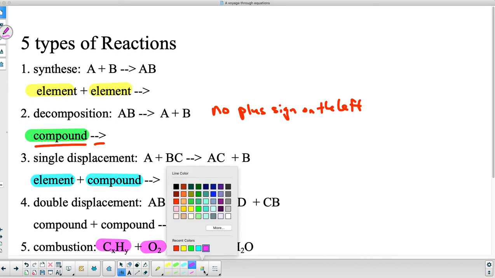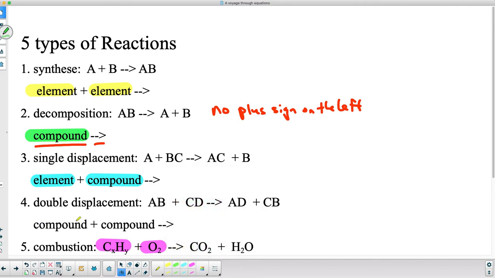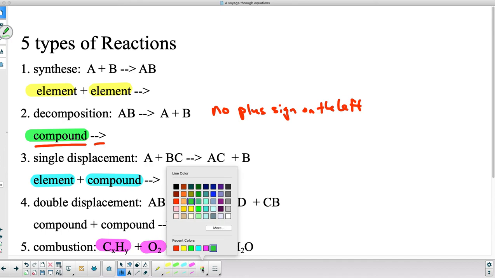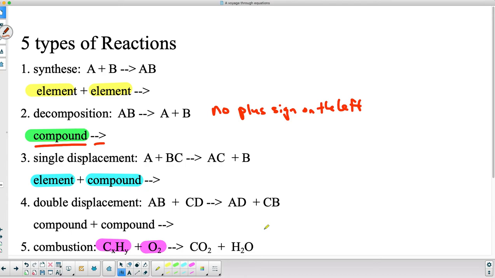So let's change the color one more time here. Maybe I'll do a lighter green. Let's try that and see if that works. So for double displacement, we have a compound plus a compound. That looks too close, so let's get rid of that. Let's try another color. How about a brown? Everybody loves brown. That's a joke, nobody loves brown. That's not true, lots of people like brown. I like brown. But as far as highlighting, that's pretty awful. Double displacement is a compound plus a compound.